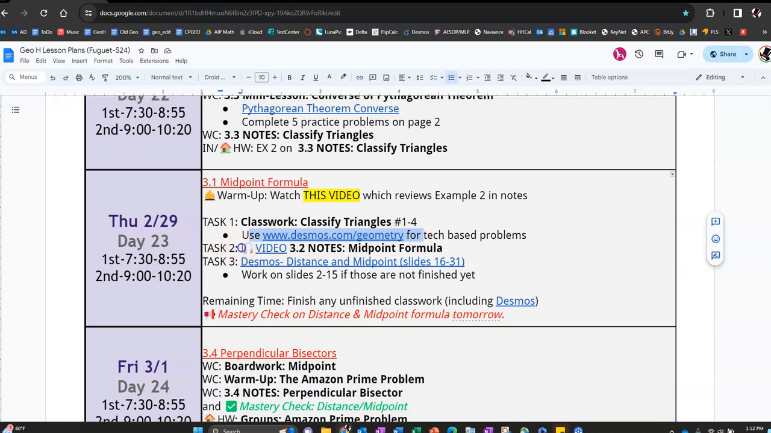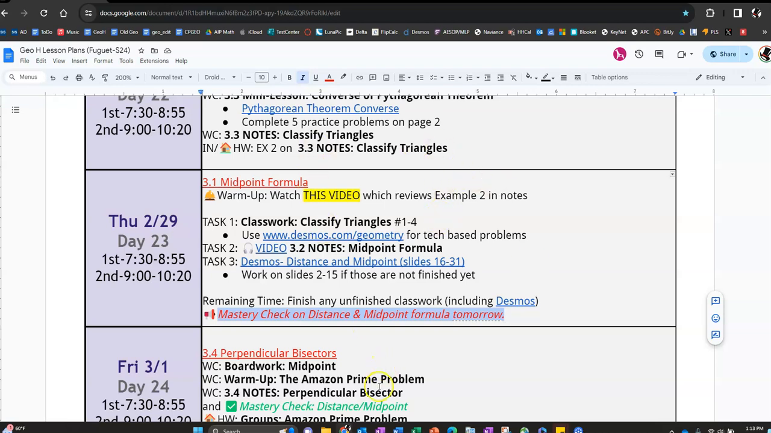In addition, the remaining time of class today, I want you to watch this video on the midpoint formula. This is another important formula we'll be using on the coordinate plane. And then that will actually help you answer the remaining questions on the Desmos distance and midpoint slide. So slides 2 through 15 were on distance, 16 through 31 are on the midpoint formula. And when I'm back tomorrow on Friday, we will do an open note mastery check on the distance and midpoint formula. So please bring any and all questions to class tomorrow. I'll help answer them at the beginning of the period before we take that mastery check.